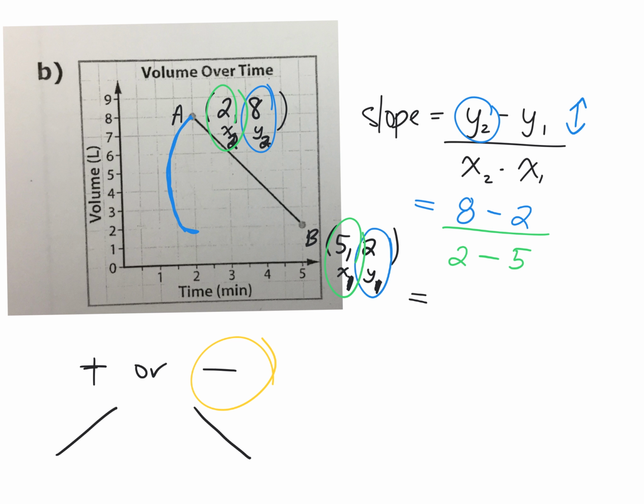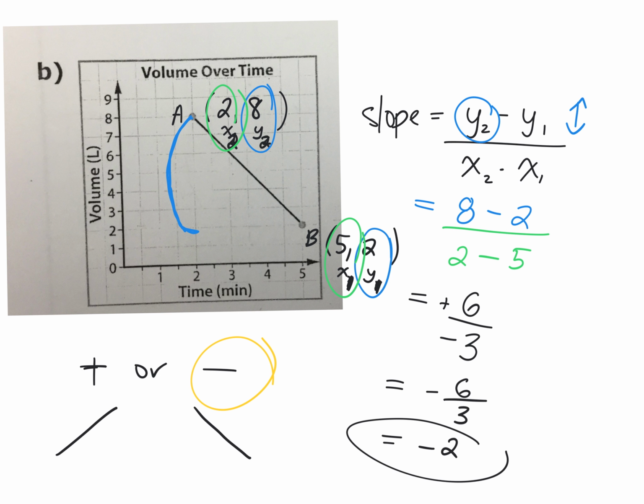8 take away 2? 6. 2 minus 5? Minus 3. A positive and a negative make a negative. Sorry, the slope is negative 6 over 3, or we can simplify this. Negative 2. We could say negative 2 over 1. If you really want, you could just say negative 2. That's the slope of this line.